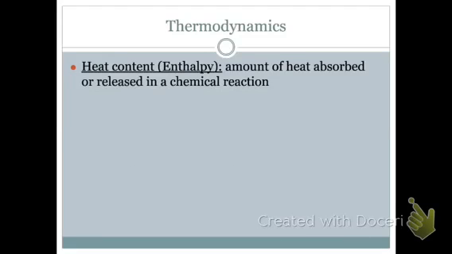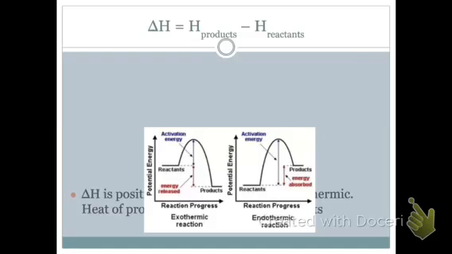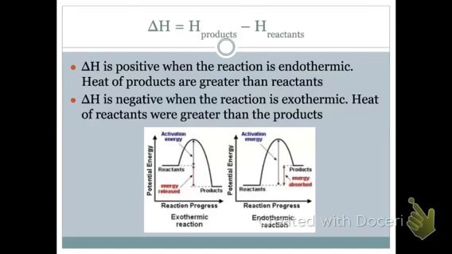Heat content, or enthalpy, is the amount of heat absorbed or released in a chemical reaction. And again, this should be a review for you, but in general, delta H is going to be products minus reactants. And remember, anytime you've got a delta, it's ending minus beginning. You've got a couple of diagrams here. Delta H is going to be positive when the reaction is endothermic. That's because the products are going to have more energy than the reactants. And then delta H is negative when the reaction is exothermic, and that's because the heat of the reactants was greater than the products.